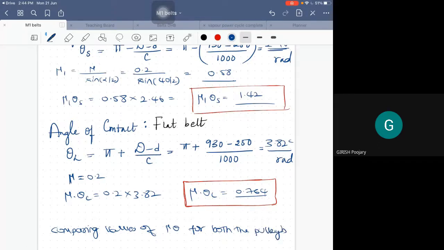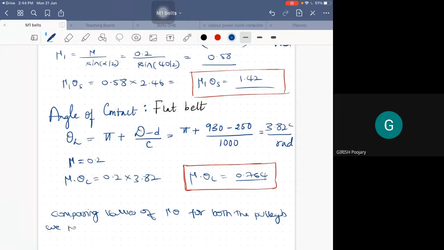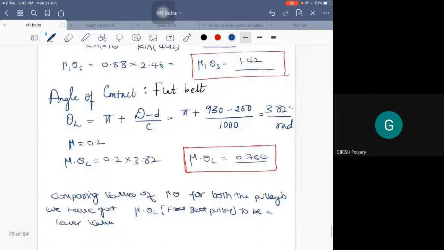We have got mu into theta L, that is for the flat belt pulley, to be a lower value, selecting the same for the calculation. Selecting the same for the calculation. Now it's up to you. Calculate the number of belts and give me the value.